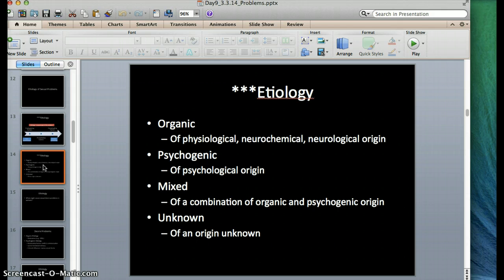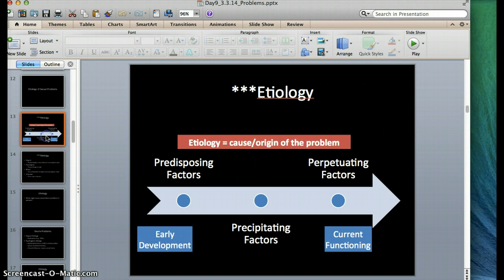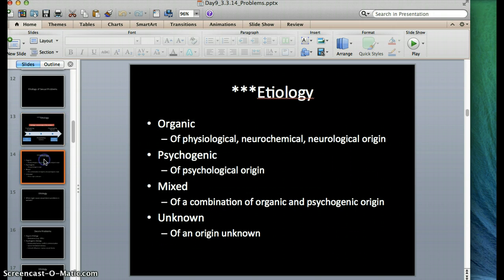A lot of the time it's a mixed origin, and that's a combination of organic and psychogenic. And then sometimes, and this actually happens more often than one might think, it's of an unknown origin, and it takes some time to figure out what that might be, and sometimes it's not ever really known. So these two slides, knowing what the predisposing, precipitating, and perpetuating factors are, and the organic, psychogenic, mixed, or unknown etiologies, those are important to understand. If you have questions about them, please let me know.